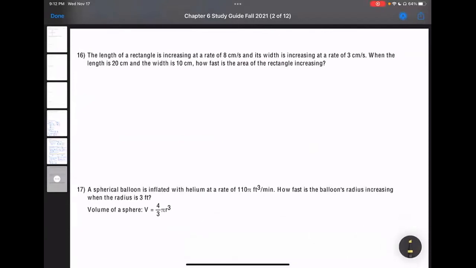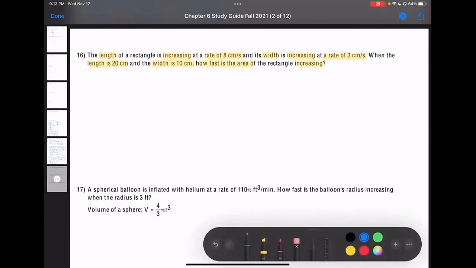First, the length of the rectangle is increasing at a rate of 8 centimeters. Width is increasing at a rate of 3 centimeters. So we know length is increasing at 8, width is increasing at a rate of 3. When the length is 20 centimeters and the width is 10 centimeters, how fast is the area of the rectangle increasing? So we want to know the rate of change of the area of the rectangle.